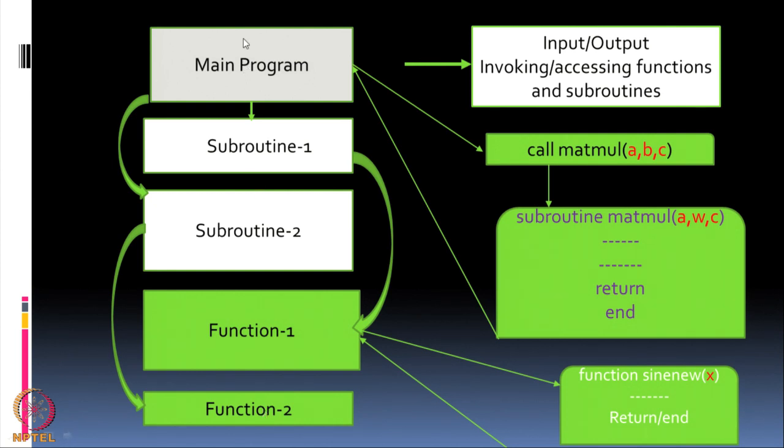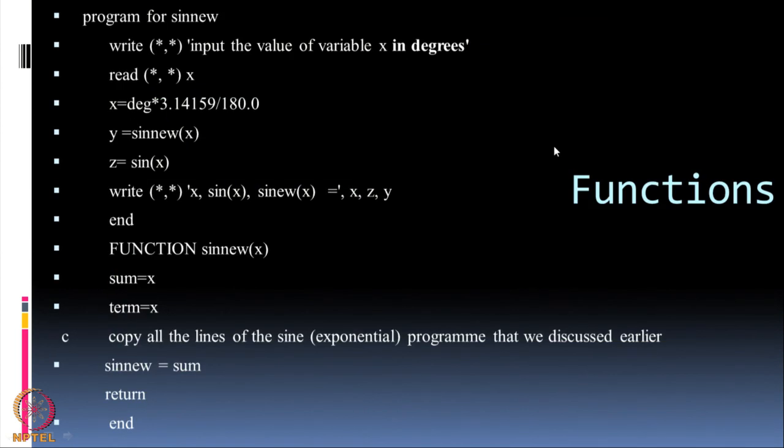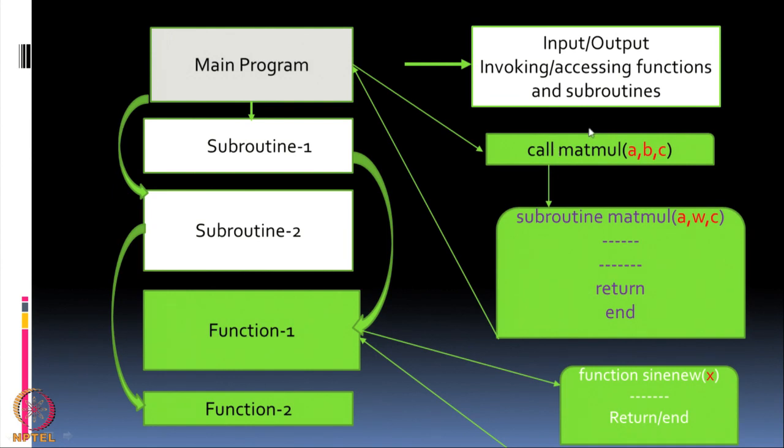Now, the main program will call one of the subroutines. Take this example. Here the main program will call a subroutine called matmul A, B, C. This statement, call matmul A, B, C, is in the main program, and the moment this line comes, the program control will go to this subroutine. So, the call statement was call matmul A, B, C, and the moment this statement is executed, it will go to this subroutine.